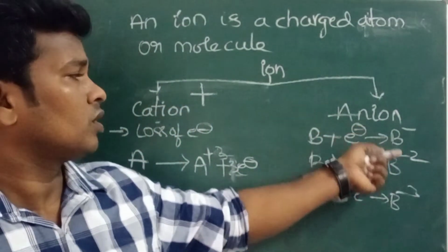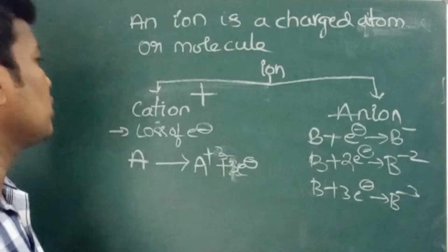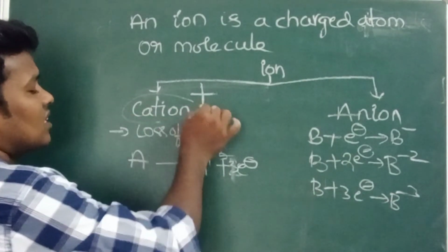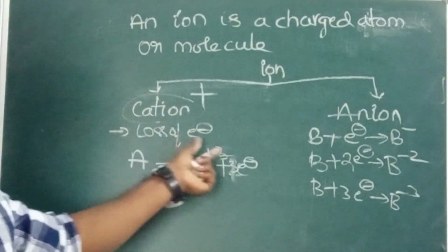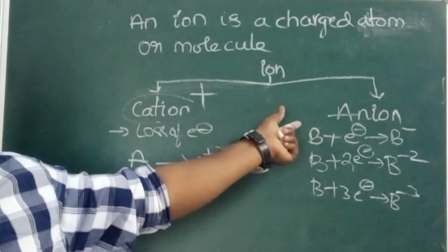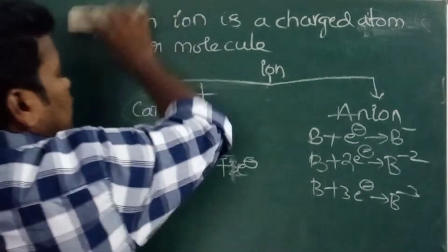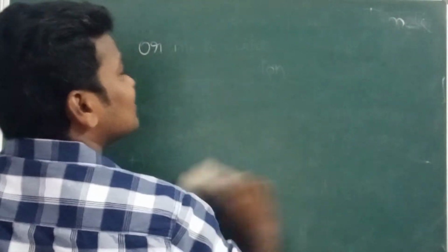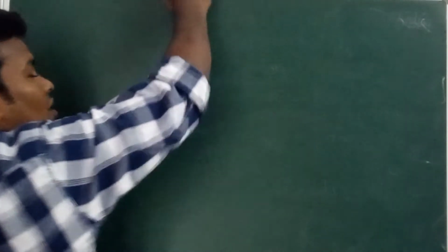Mono, see, same negative charge. You have to remember that a cation is nothing but what is formed by the loss of electrons. An anion is formed by the gain of electrons. Cation and anion are nothing but ions, ions having charged atoms.